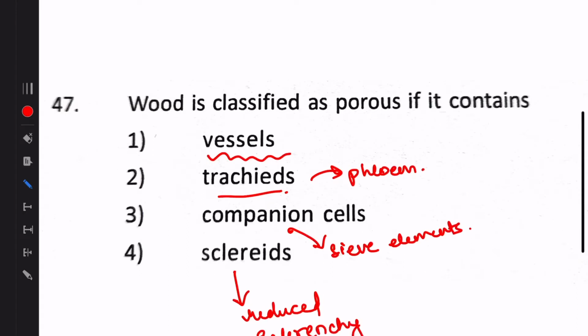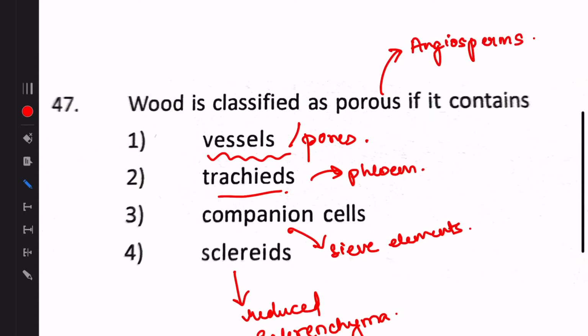So actually what makes wood porous and non-porous is the presence of pores, obviously. So what are also called pores? It's the vessels. So vessels, also called pores, are the reason behind wood being porous. Porous wood is found in the angiosperms, and non-porous wood is found in gymnosperms. Of course, because gymnosperms don't have vessels, they will have non-porous wood. So our answer is 1.